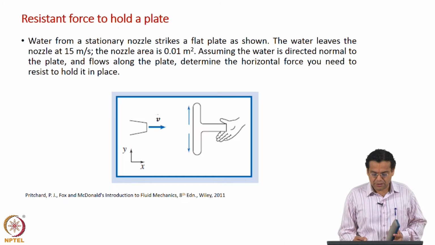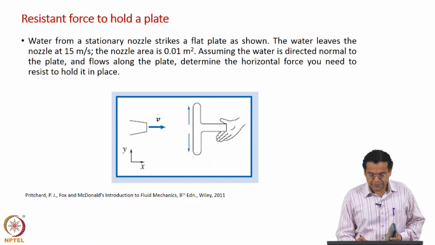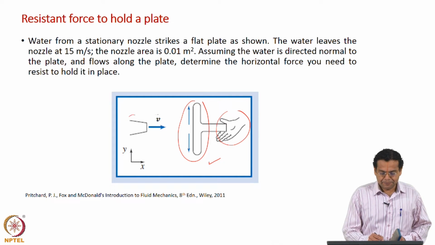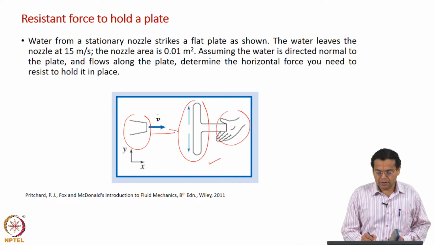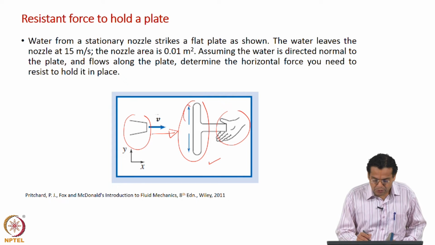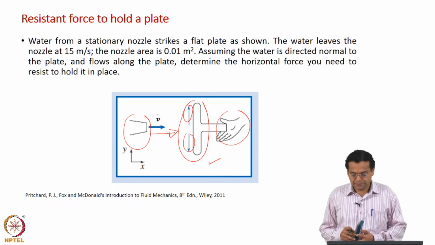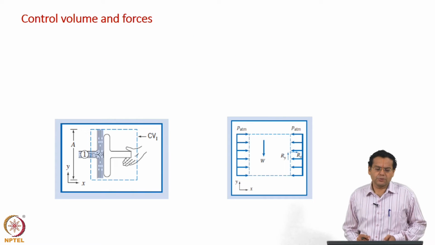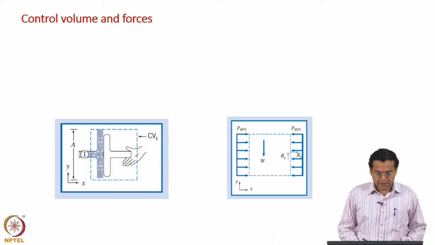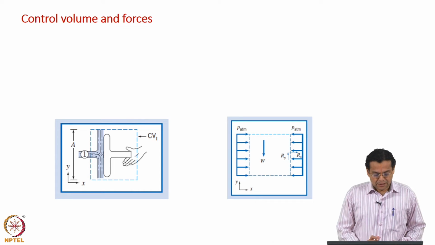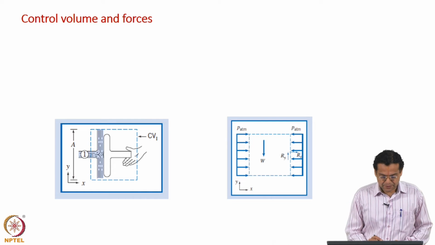So, what I described is shown schematically here: the plate and our hand to support that, the nozzle, the water coming out of the nozzle, and these two show the direction in which water flows after hitting the plate. Now, the first step is to select the control volume and represent the forces. The control volume we have selected is shown here.